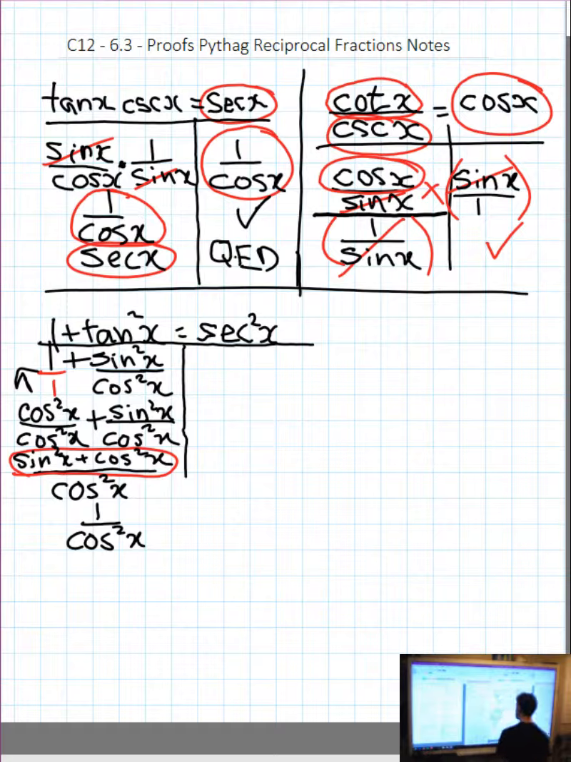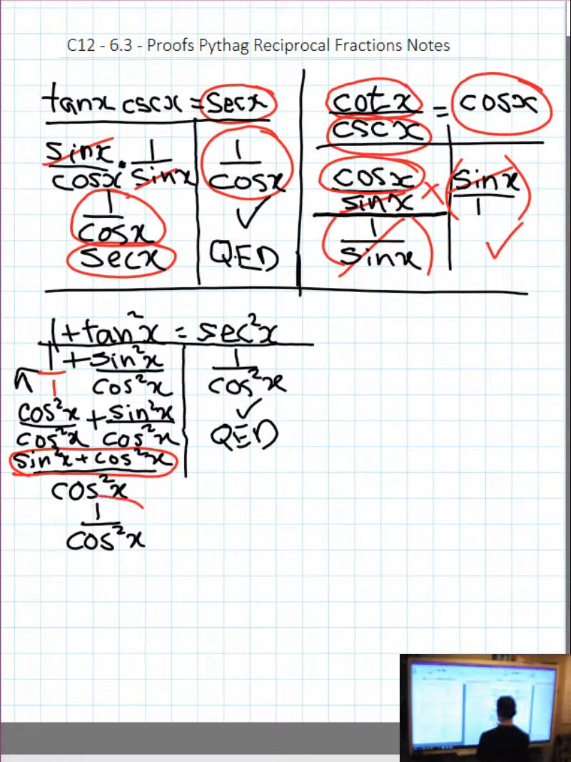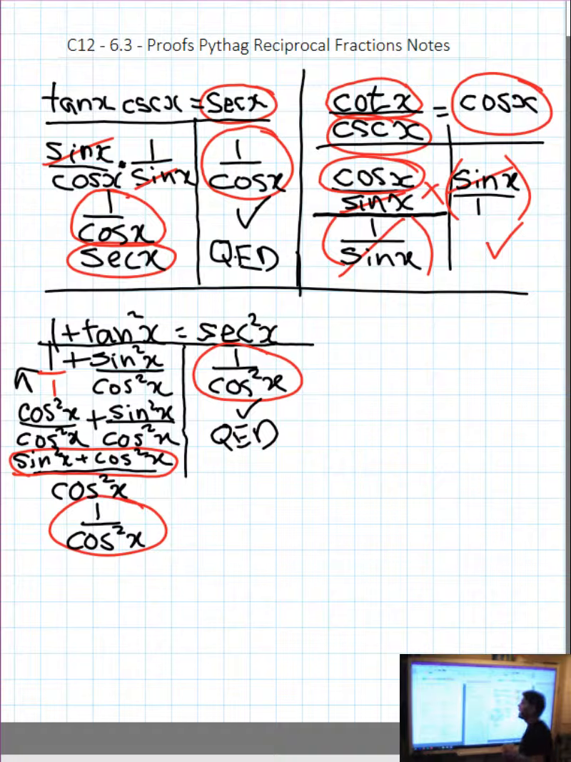Now, I could waste another line and write secant squared x below it because I know the definition of secant is 1 over cos. But I'm going to work on the right-hand side and say 1 over cos squared x. And then I'm going to say check mark or QED, or whichever background you're from. And I'm going to circle both my answers on both sides. 1 over cos squared x is equal to 1 over cos squared x. Check mark, QED.